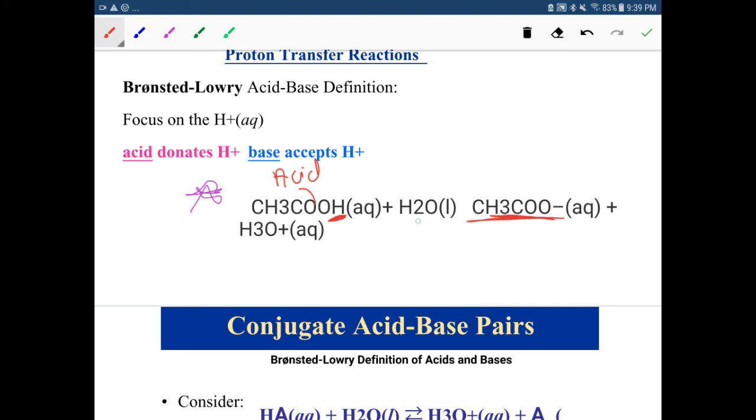Let's look at the H2O. H2O becomes H3O plus. So how did H2O become H3O plus? It gained a proton. It gained a hydrogen. So it went from H2O to H3O plus. This hydrogen was donated by the CH3COOH to the H2O, and the H2O accepted that proton, accepted that hydrogen to become H3O plus. Therefore, the water, or the H2O, will be the Bronsted-Lowry base.